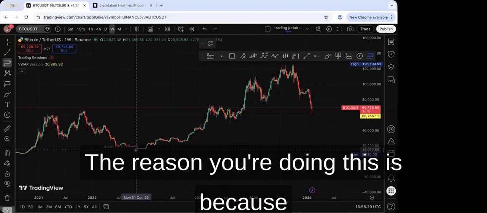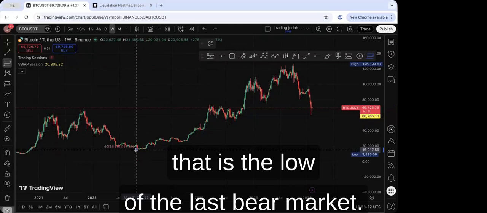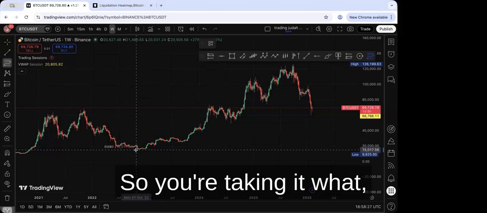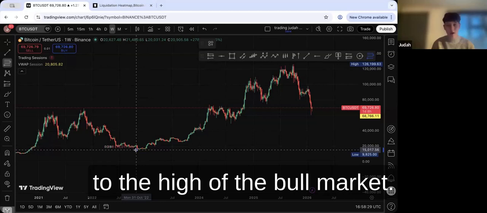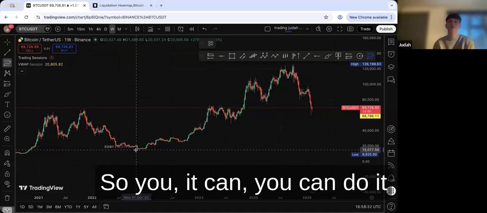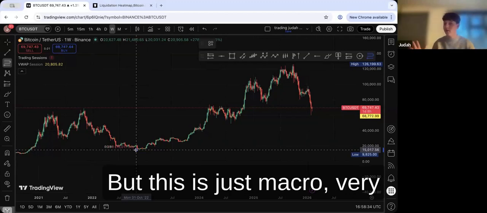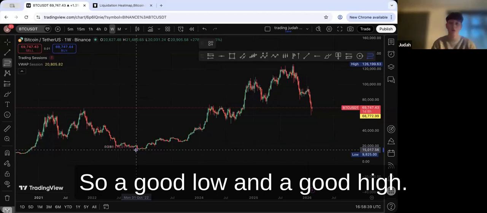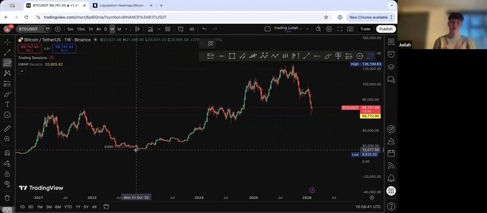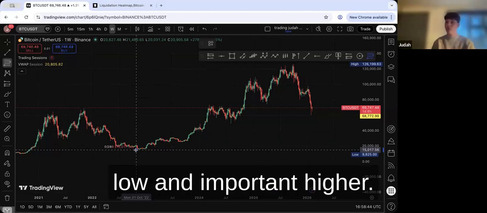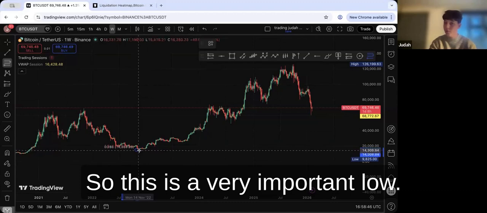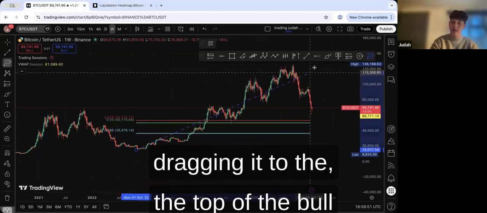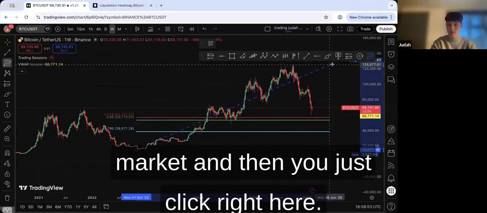The reason you're doing this is because that is the low of the last bear market. Right? And so you're taking it to the high of this market. I'm going to take it to the high of the bull market. You can do it on every time frame, but this is just macro, a very large time frame. A good low and a good high, or I would say an important low and an important high are even better. So this is a very important low. It was the low of the bear market, and I'm dragging it to the top of the bull market.